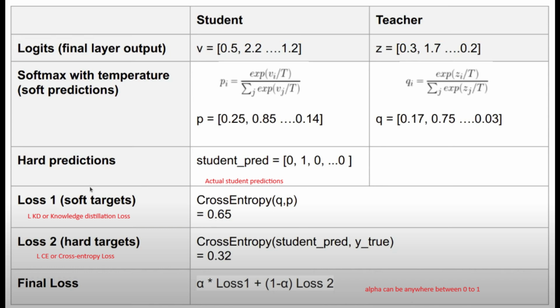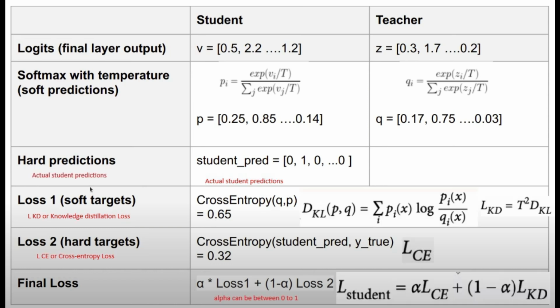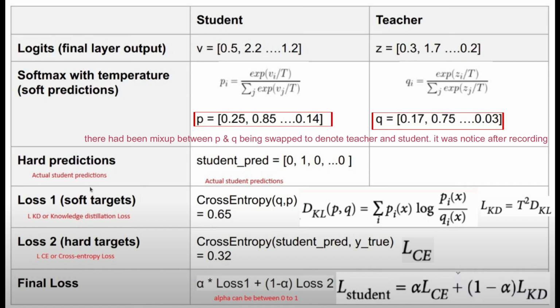3. The student's loss will be computed using the traditional method known as cross-entropy, and we will call it L_CE, or loss using cross-entropy. In the diagram, it is shown as loss 2, hard target. 4. A special formula known as Kullback-Leibler divergence, or D_KL(P||Q), measures the difference between the teacher's knowledge, which is P, and the student's guess, which is Q.